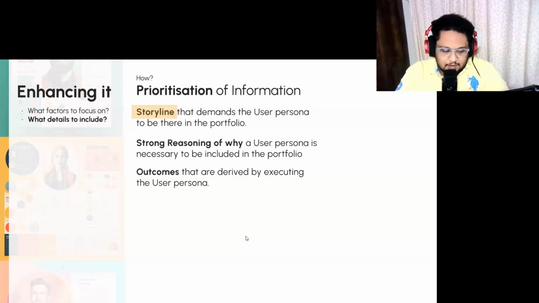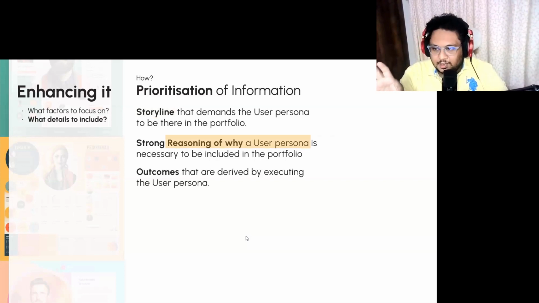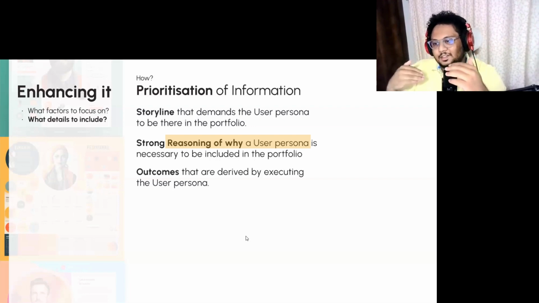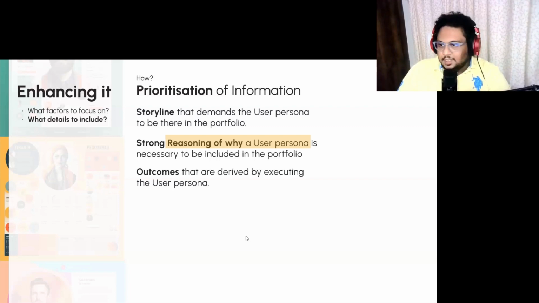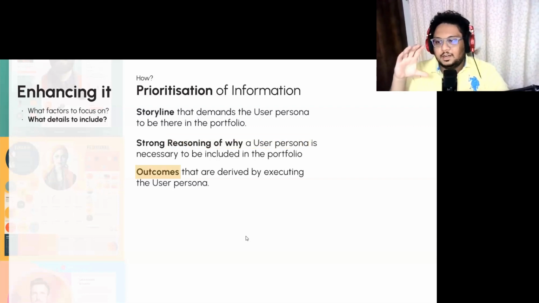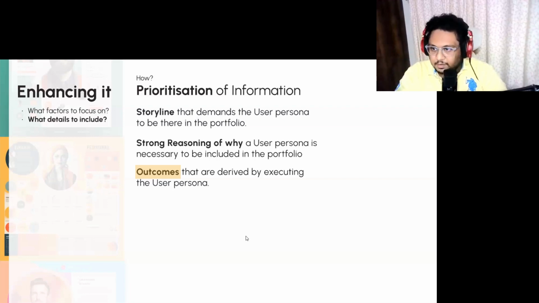So the first thing is to frame a storyline, where it is very important for us to understand why an artifact is necessary to solve that problem, right? And then comes the second part: what is the reason why we are including a persona in the portfolio or any other artifact? So the reasoning should be connected to the problem statement, as well as the before and after artifacts that we are including in the sequence, right? And the outcomes that we have derived from that artifact or exercise that we have done.